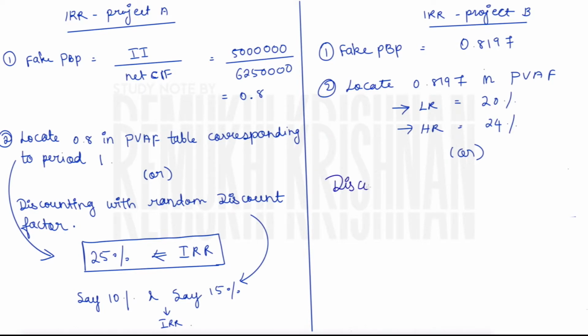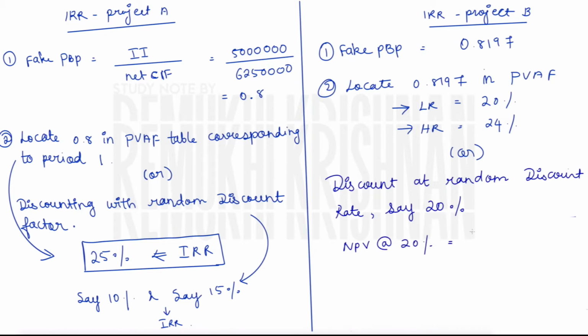I can discount my cash flows at the random rate. So most of the times we will be doing this discounting with random rates. Be strong in that part. Okay, so discounting at random rates. So say 20%. I'm just starting at 20%. So I'm just going to find my NPV at 20%.